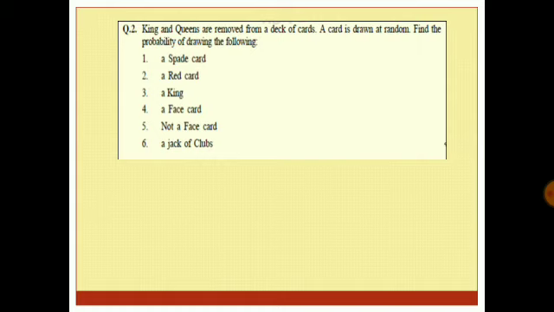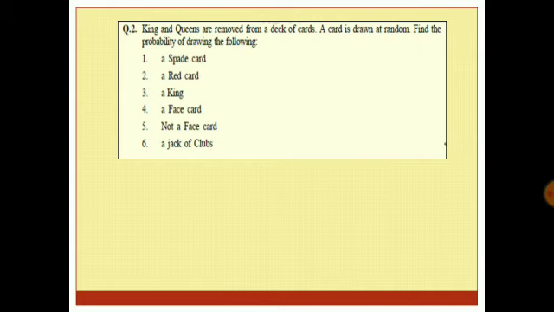Third part, a king. The king has already been removed. Therefore, the probability of getting a king is 0. A face card. The only face cards left in these 44 cards are the jacks. So the probability of getting a face card is 4 by 44, that is 1 by 11. Not a face card. The probability of getting a face card is 1 by 11, so the probability of not a face card will be 1 minus 1 by 11, which is 10 by 11.